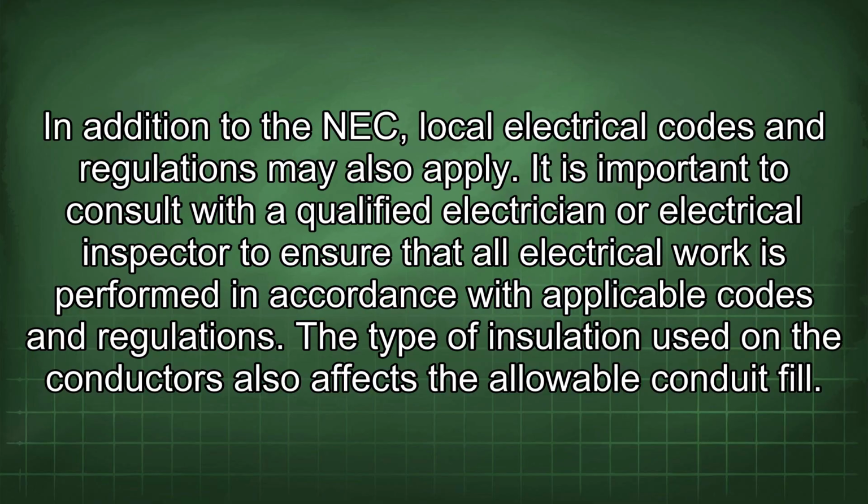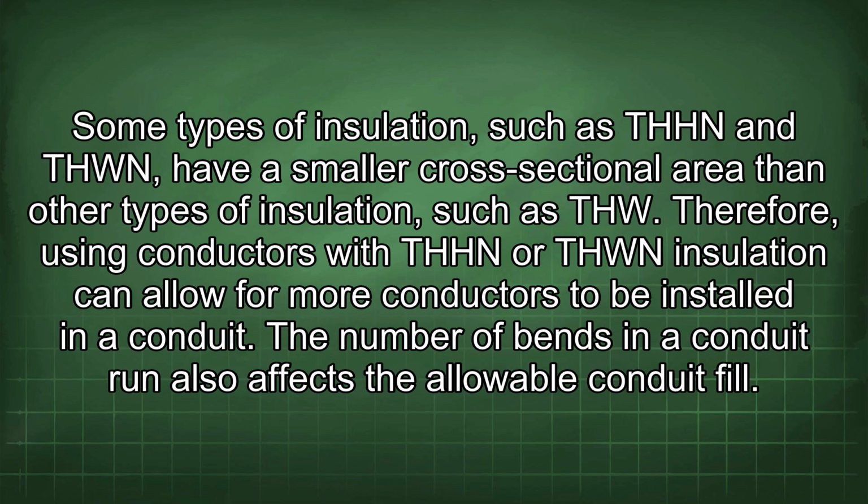The type of insulation used on the conductors also affects the allowable conduit fill. Some types of insulation, such as THHN and THWN, have a smaller cross-sectional area than other types of insulation, such as THW. Therefore, using conductors with THHN or THWN insulation can allow for more conductors to be installed in a conduit.